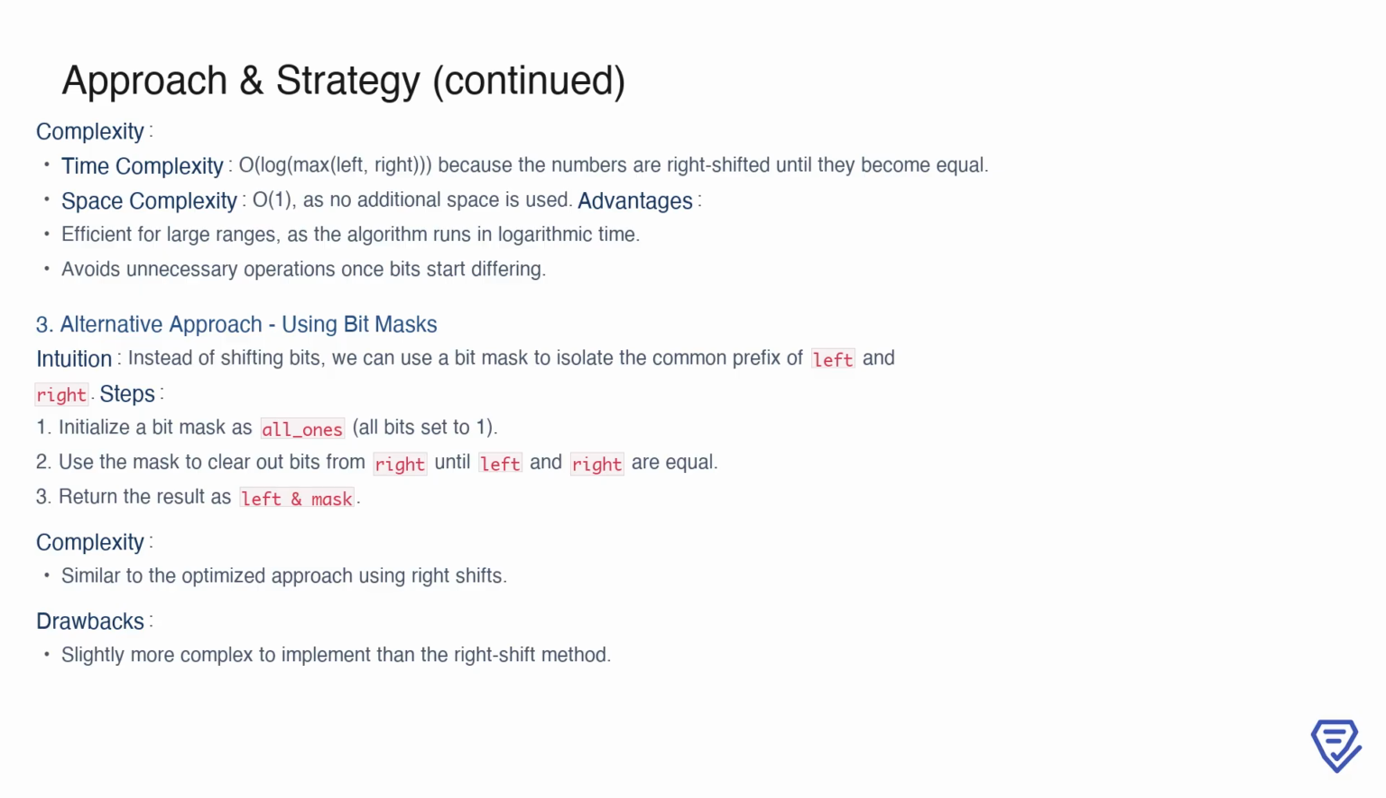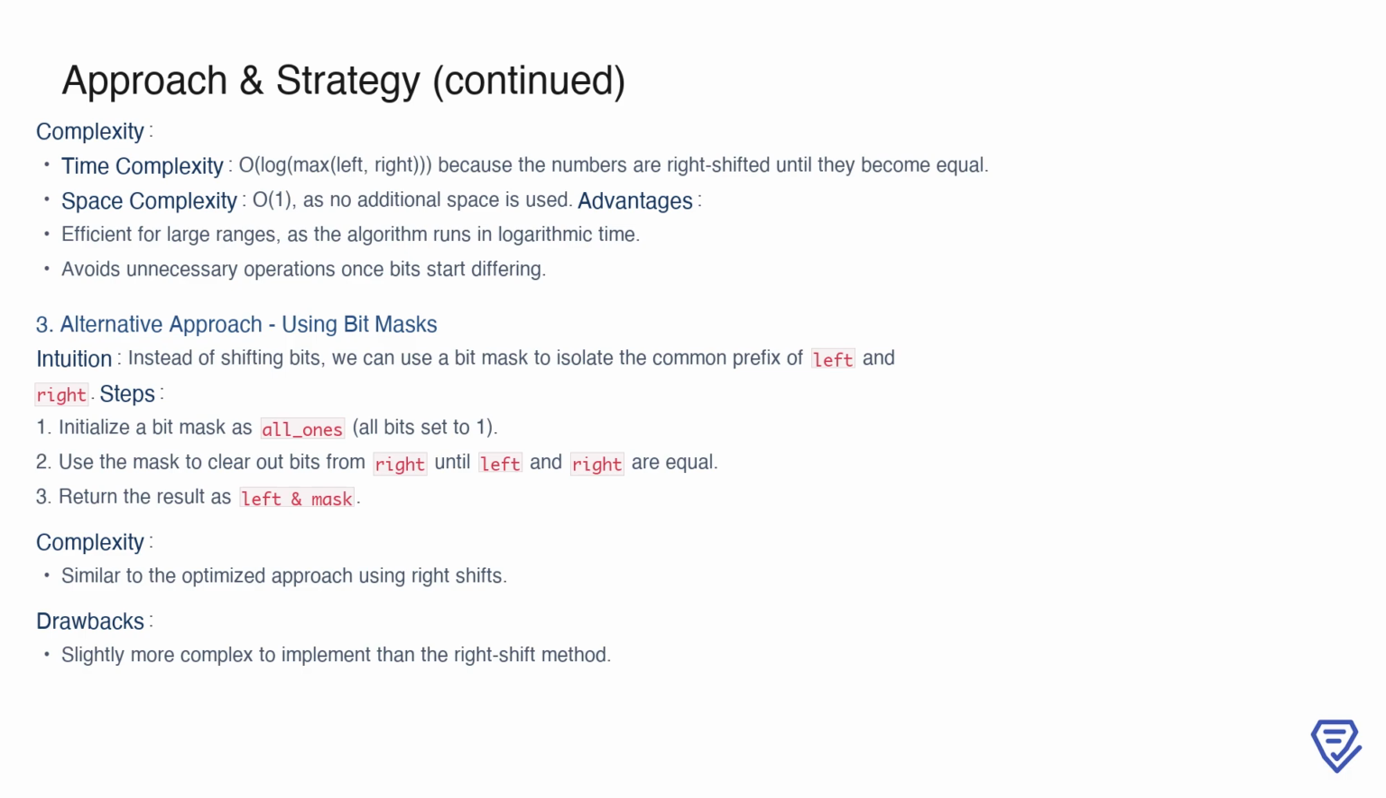Its time complexity is O(log(max(left, right))), as the numbers are right-shifted until they become equal, which happens in logarithmic time relative to the input size. The space complexity is O(1), as it uses only a constant amount of memory. These characteristics make it highly efficient, especially for large ranges. Additionally, by avoiding the need to process every number in the range, this approach eliminates redundant operations, focusing only on the critical bits that determine the result.